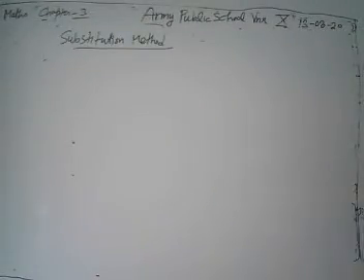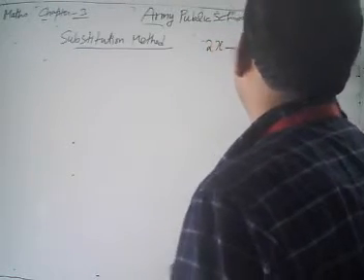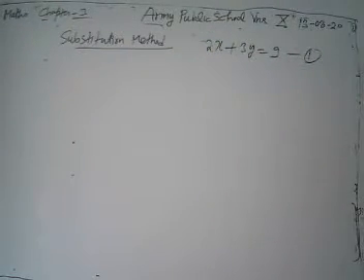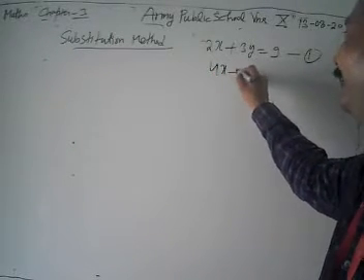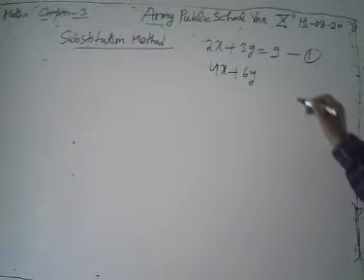Look, take another example of what we have to do here. We have 2x plus 3y is equal to 9. Let's take this as equation number 1. And the second equation is 4x plus 6y is equal to 18.